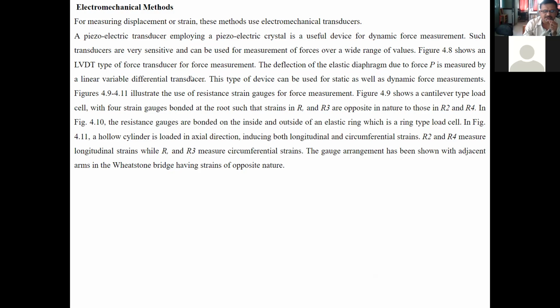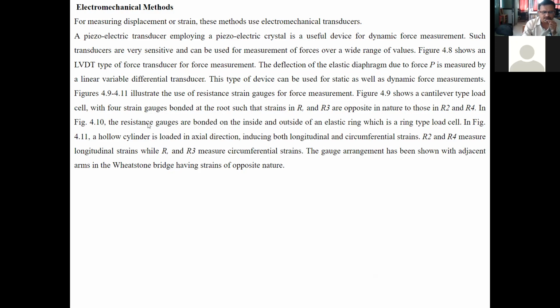Figure 4.8 shows an LVDT type of force transducer for force measurement. The deflection of the elastic diaphragm due to force P is measured by a linear variable differential transformer. This type of device can be used for static as well as dynamic force measurements. Figures 4.9 to 4.11 illustrate the use of resistance strain gauges for force measurement. Figure 4.9 shows a cantilever type load cell with 4 strain gauges bonded at the root such that strains in R1 and R3 are opposite in nature to those in R2 and R4.